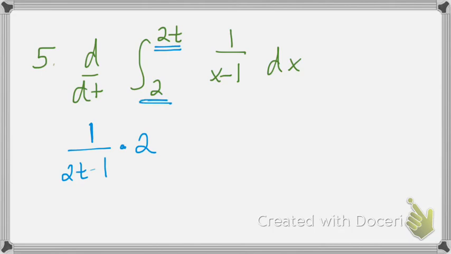And then I'm not going to subtract anything because I know that that part would have been 0. So it's basically 2 over 2t minus 1. The only difference is I multiply by the derivative of that part of it.